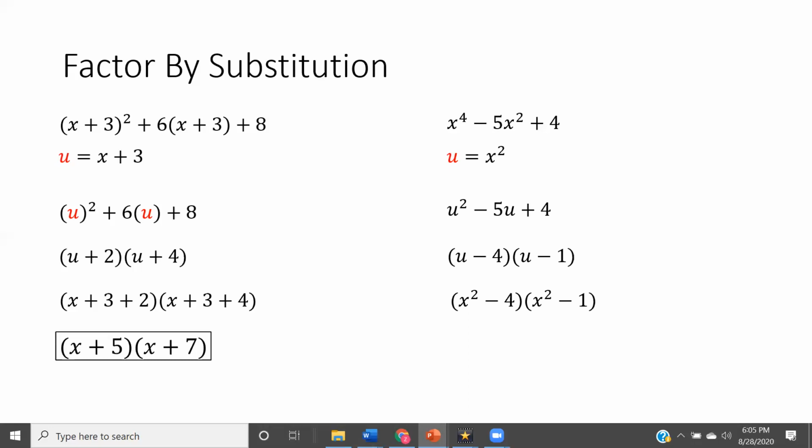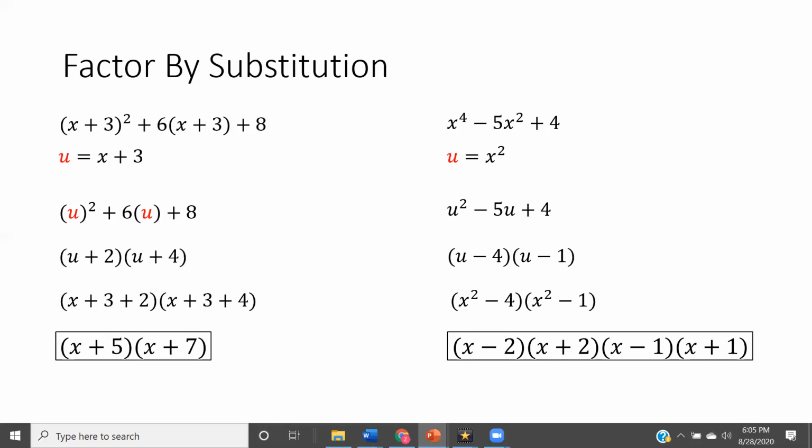What are two things that multiply to get me negative 4 and add to get me nothing? Well, that's 2 and negative 2. What are two things that multiply to get negative 1 and add to get 0? That's negative 1 and 1. So I can go ahead and factor that additional step, and I get that result.